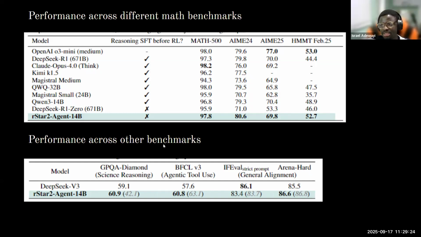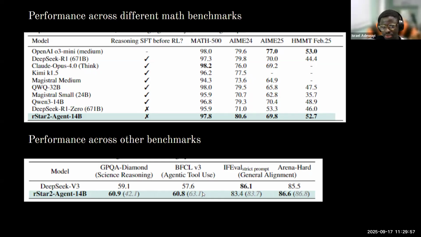Then across other benchmarks, even though the model was trained mostly to solve mathematical problems, they were also able to evaluate the final model across different benchmarks, so scientific reasoning, agentic tool use, general use, and the results also were pretty impressive. It is important to note here as well that after the non-reasoning SFT, they already got significant boosts in performance. So this is what is highlighted in this gray here.